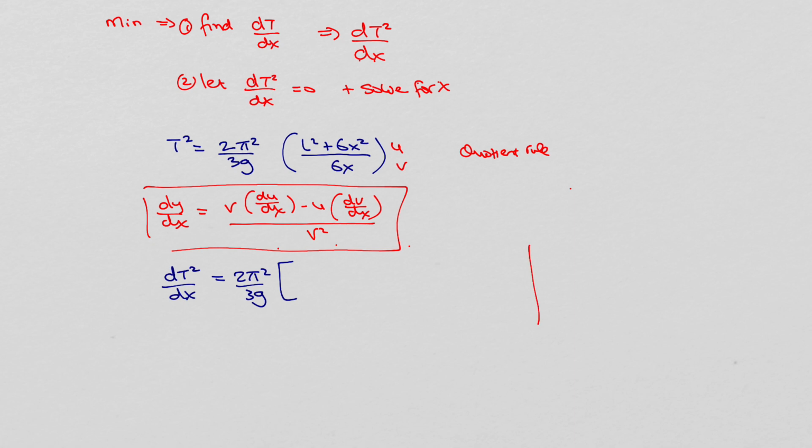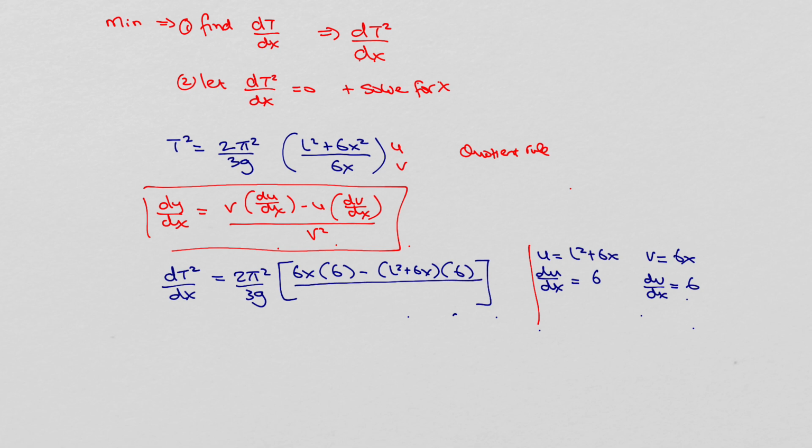So let's do our rough work over here to the side. u is the top, so L squared plus 6x squared. If I'm differentiating u with respect to x, well, L squared is a constant, so it goes to 0. And if I differentiate 6x squared, I get 12x. v is equal to 6x, so if I differentiate 6x with respect to x, I get 6. So we have v times du/dx minus u times dv/dx, all over v squared.